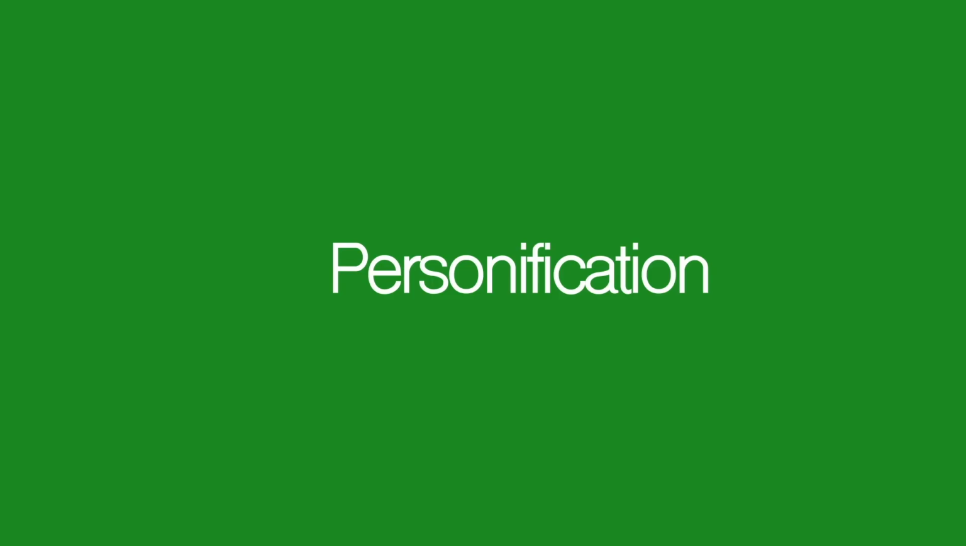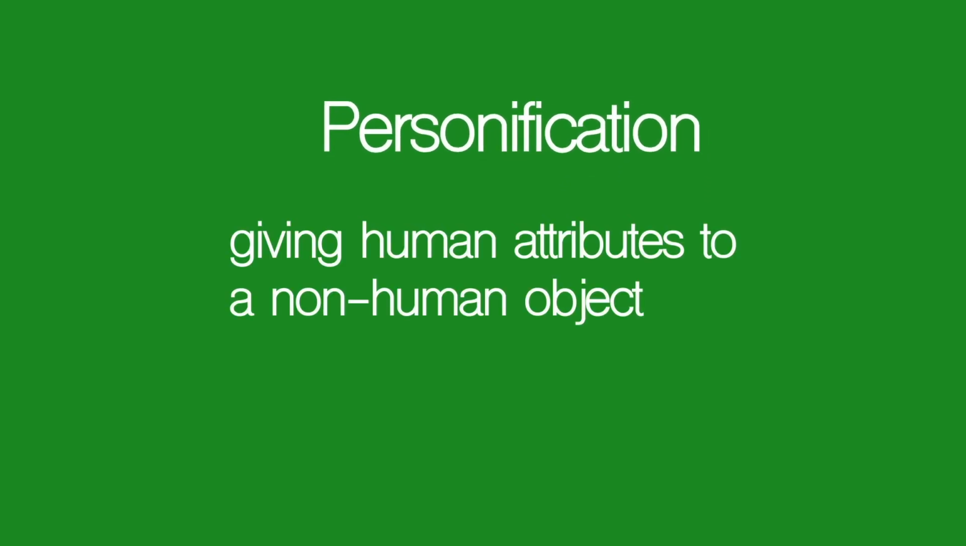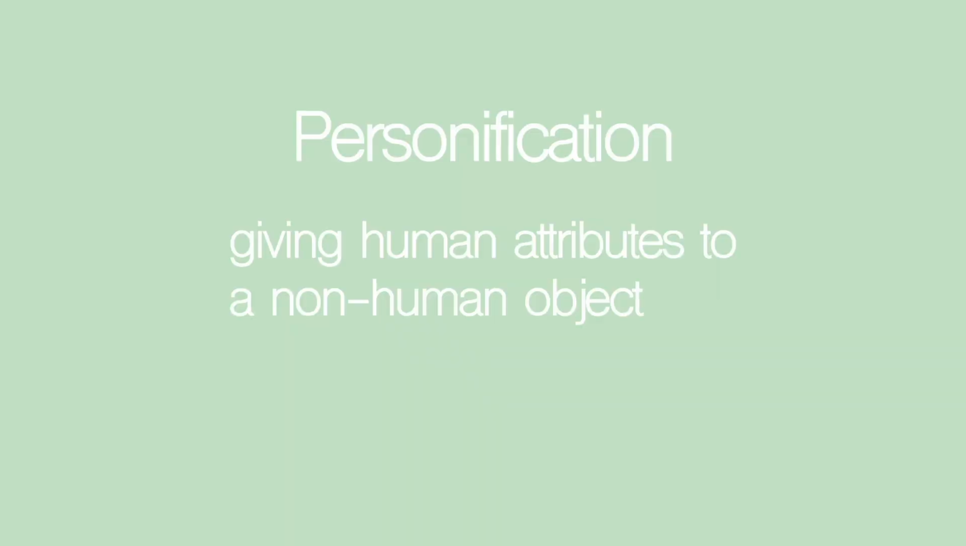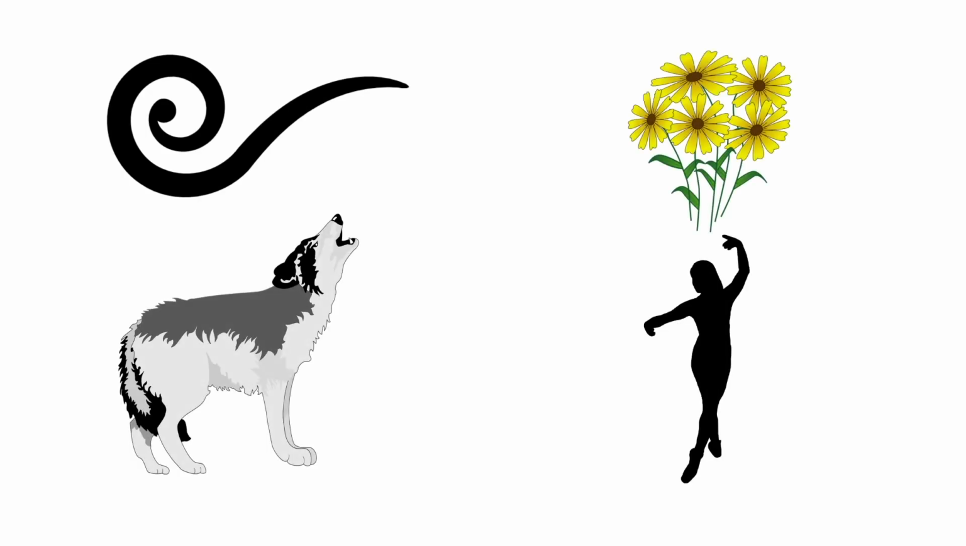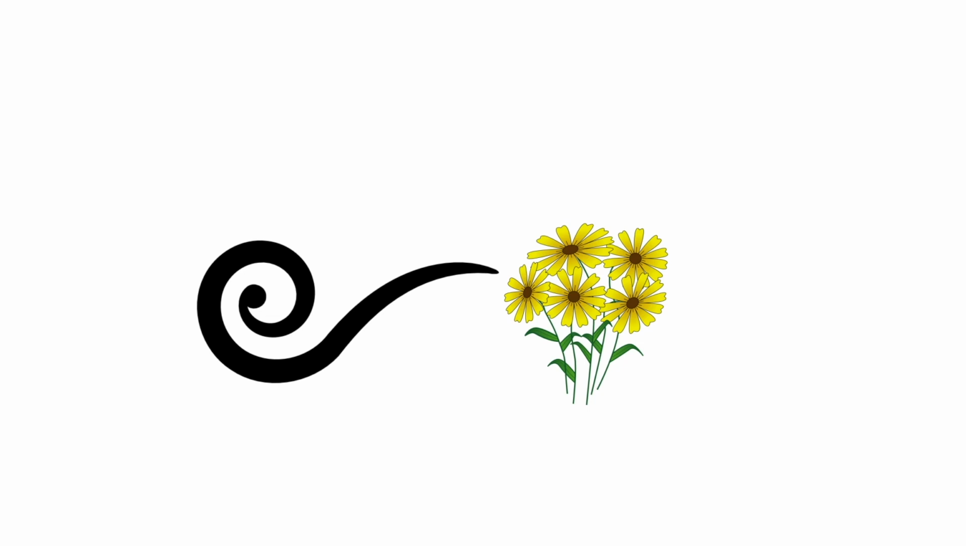Now for personification. Personification is giving human attributes to a non-human object. Some examples of these would be the wind howled or the flowers danced. Flowers cannot literally dance and the wind cannot speak, but by using personification, the reader can better visualize what is happening in the story.